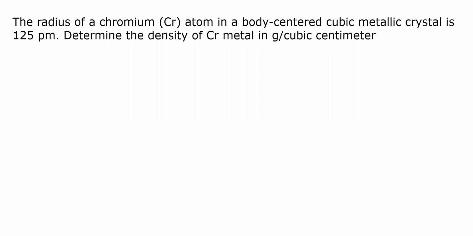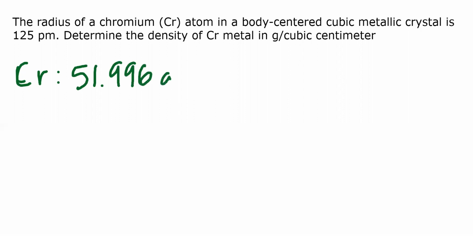So we have a couple of things here that we need to look up. First of all, the chromium weight from the periodic table. That is 51.996 grams per mole. We'll need that to find the mass of the unit cell.